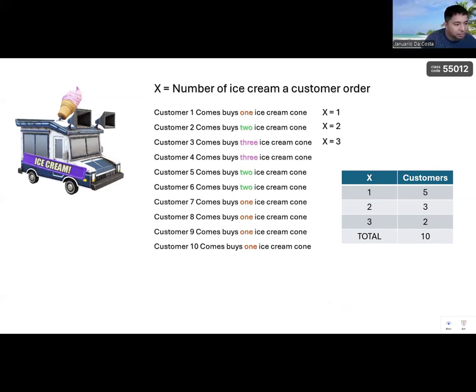So this is an example of a discrete random variable, number of ice creams. Do you understand? Yes, teacher.